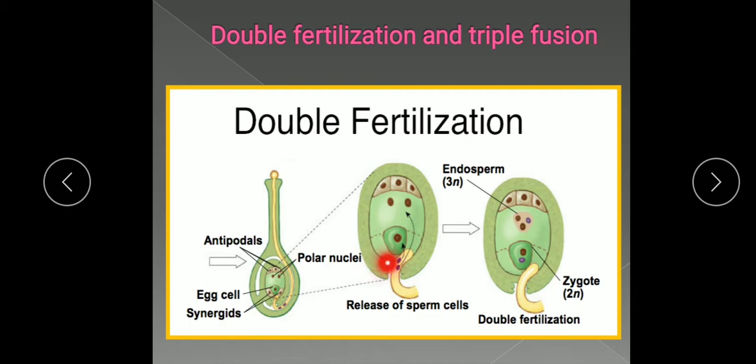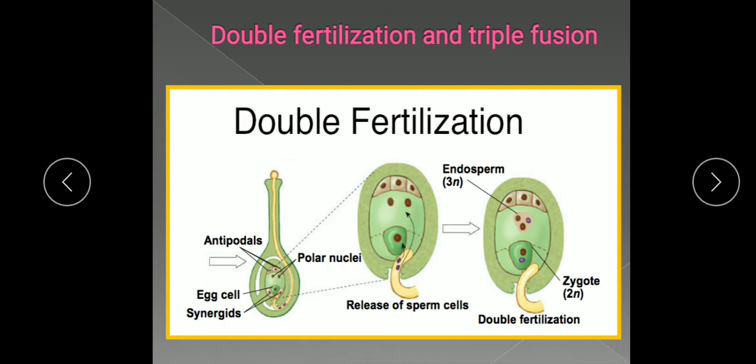After the fusion of the egg cell and the male gamete, what is formed? A zygote is formed. And after the fusion of the secondary nucleus and the male gamete, what is formed? Endosperm. This is triploid. 3n means three sets of chromosomes, while 2n means two sets, one from each gamete. This endosperm is the food storing tissue which is used to develop the embryo plant further in the seed.